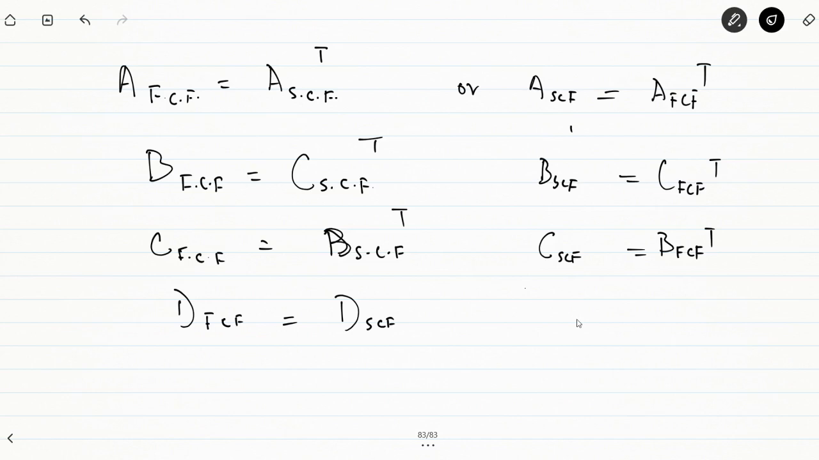Now we are left with the Jordan canonical form. We'll do that in the next lecture. If you have any questions.